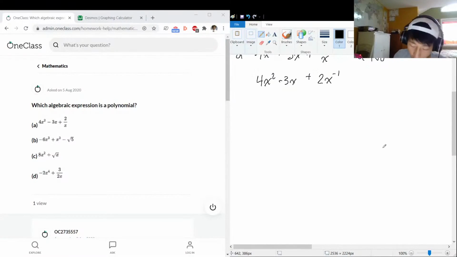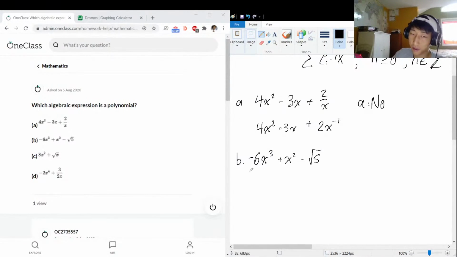Okay, now let's check for B. B, here we have negative 6x to the power of 3 plus x squared minus the root of 5. Hey, all of these powers are positive. None of them are negative. None of them have fractions. So B, so far, passes the test. Now, don't get confused here, because you do see a root, and the root of 5 is equal to 5 to the power of 1 over 2. But that's okay, because the power here is not attached to an x. So all the x's have powers that are positive whole numbers.